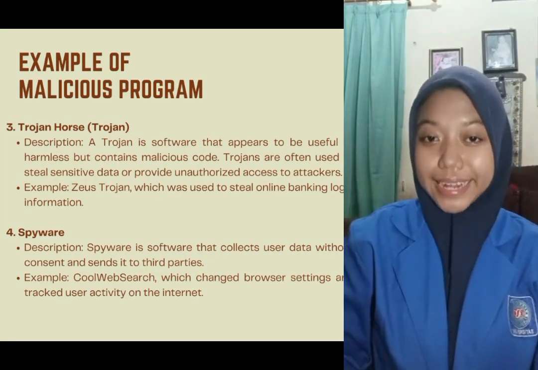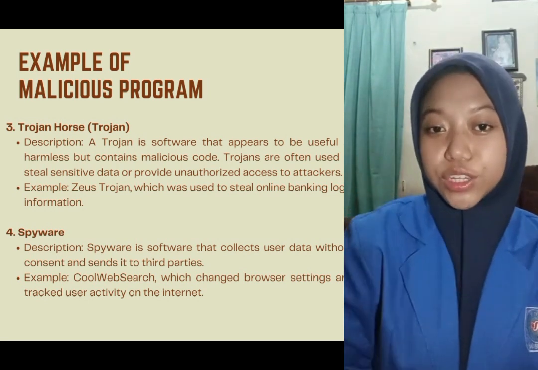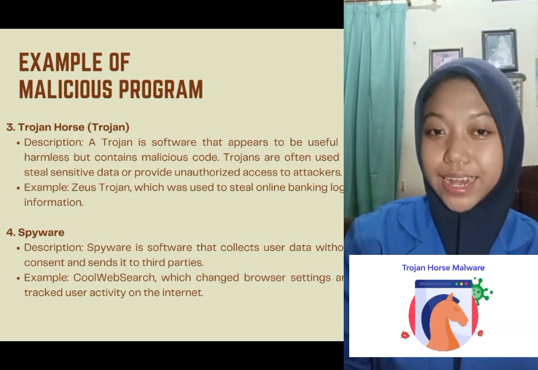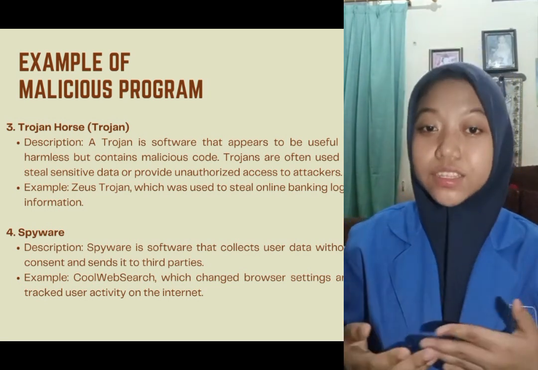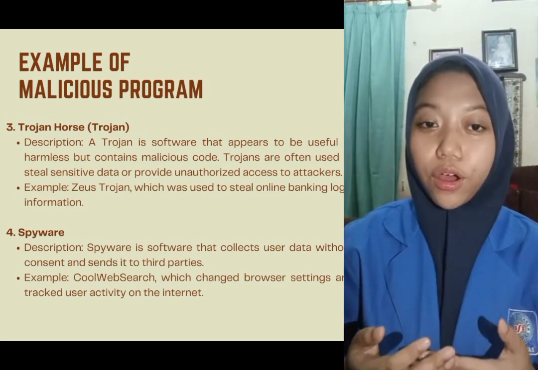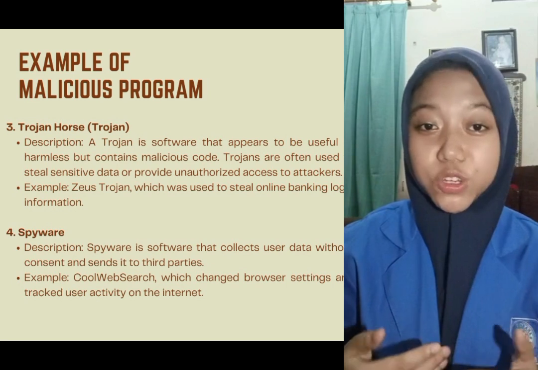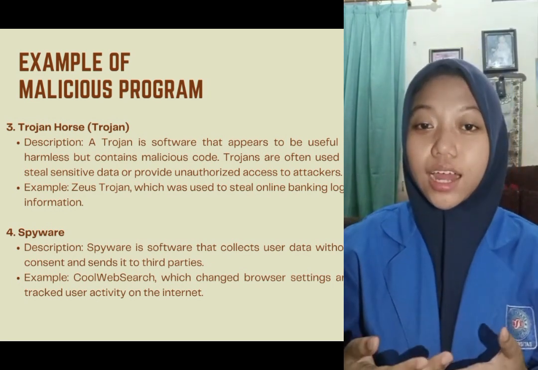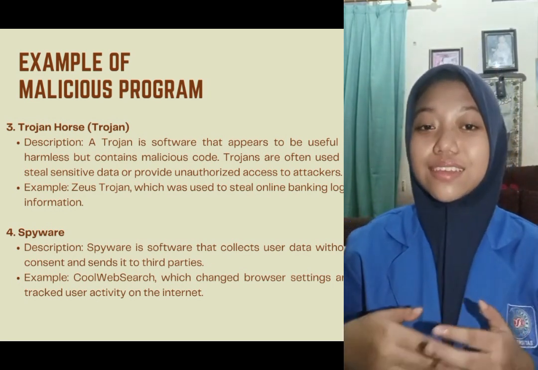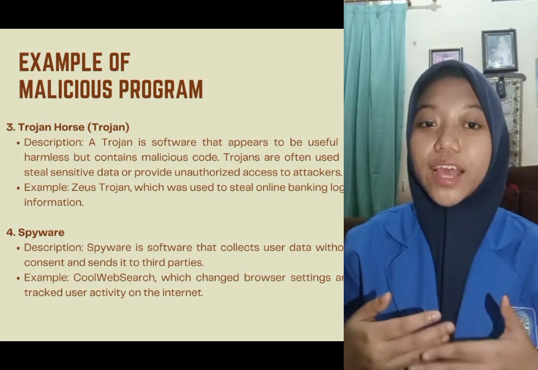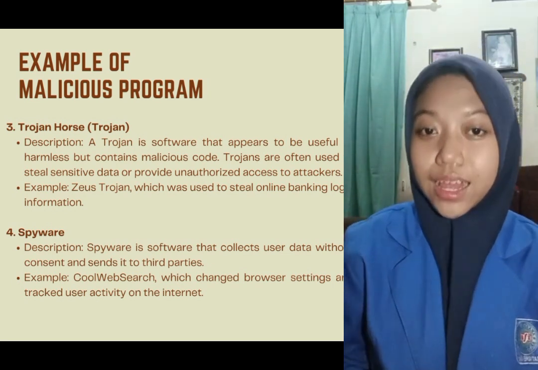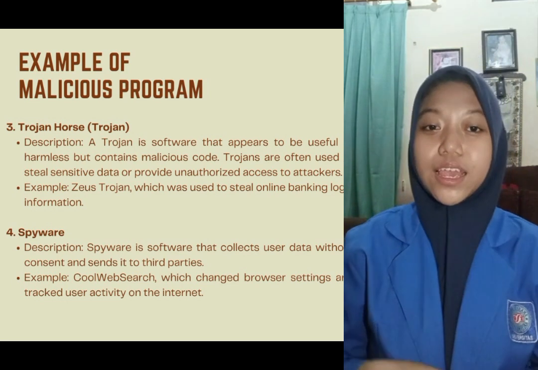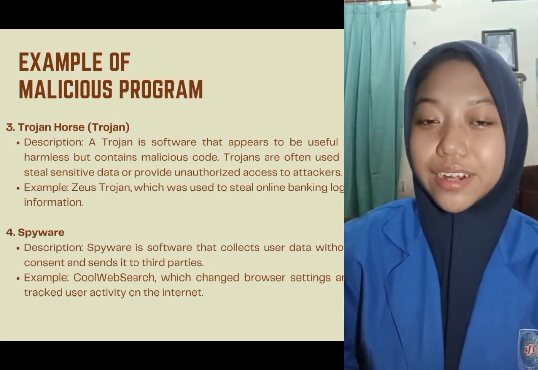Slide 4. Next example. 3. Trojan horse, or Trojan. Description: A Trojan is software that appears to be useful or harmless but contains malicious programs. Trojans are often used to steal sensitive data or provide unauthorized access to attackers. Example: the Zeus Trojan.